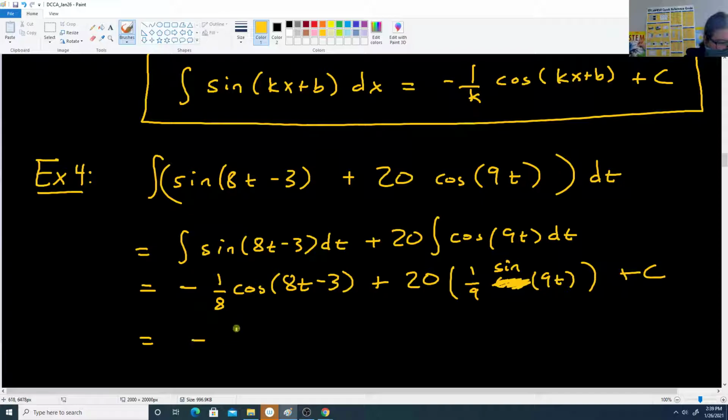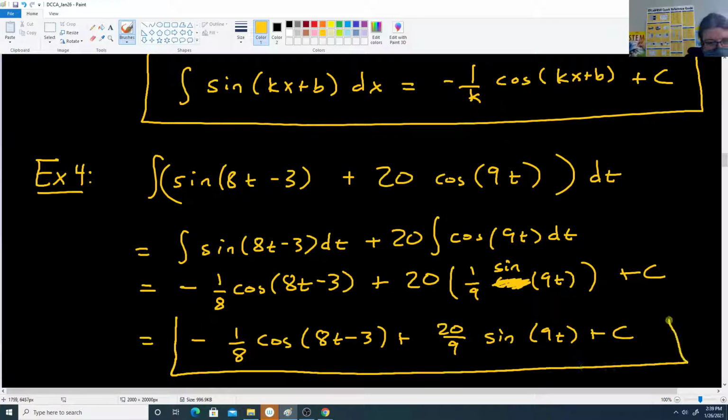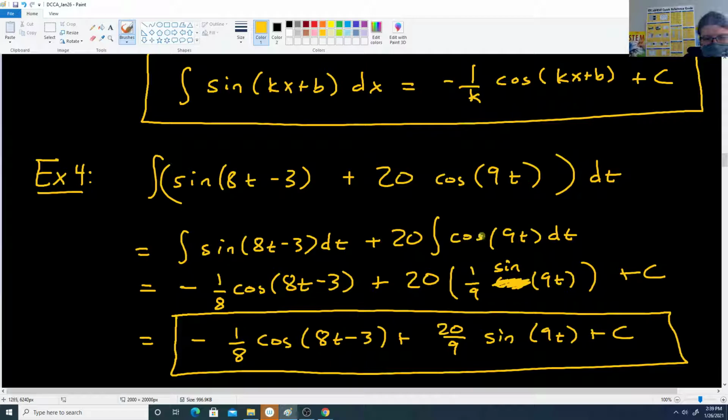So the final answer, if we write it down a little bit nicer, is negative 1/8 cosine of 8t minus 3 plus 20/9 sine of 9t plus c. That would be our solution to that one. Again, it's got to be sine because the derivative of sine is cosine. So we'll stop there on part 2 and get the rest of it in a bit.